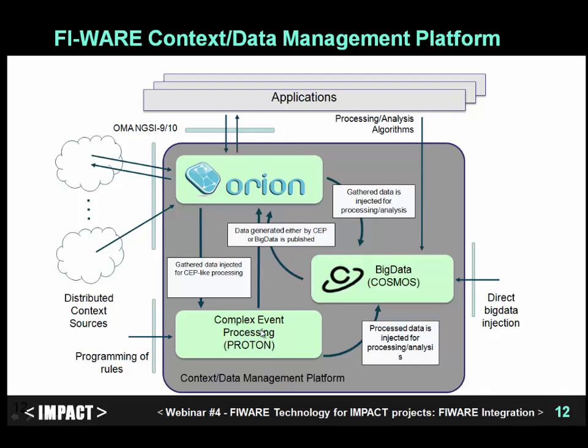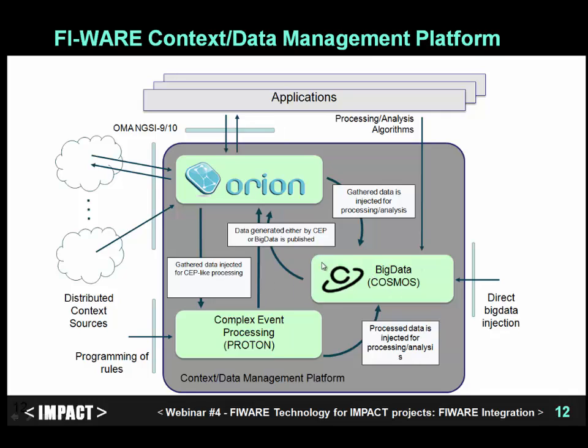whenever this temperature goes above a certain level and some other conditions are met, a signal is sent, or even a signal is sent to the application, or even an information is sent to Cosmos, Big Data Enabler, or an information is sent to Orion back so that it can be consumed by the application here. So this is the way Orion and Proton interact. With Proton, you set up rules on the basis of the information that is gathered at Orion.